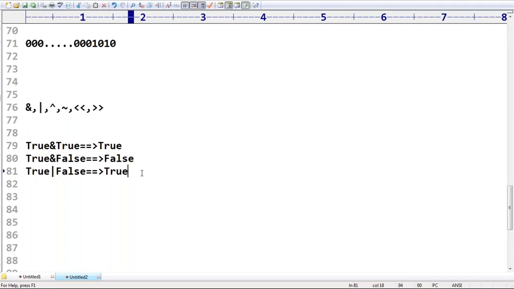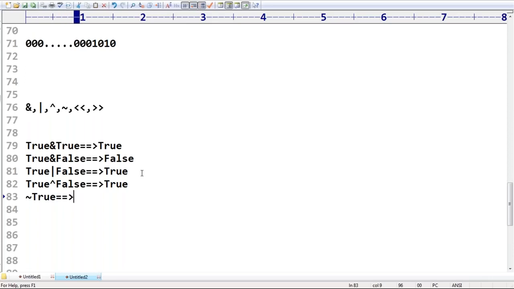Next one after that, negation of true. Next, true XOR false. What is the answer? True, because both are different. That's why true is the answer. True itself is the answer.